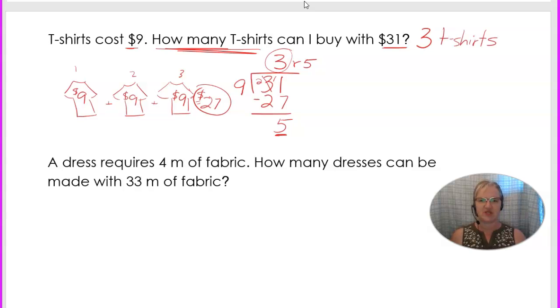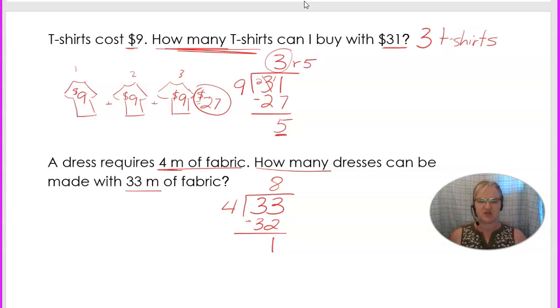In the bottom one here, a dress requires 4 meters of fabric. How many dresses can be made with 33 meters of fabric? So if you think of a bolt of fabric or a length of fabric that's 33 meters long, we would cut that into sections of 4 meters, right? So we'll take the 33, divide that by 4. So our dividend is 33, divisor is 4. What will our quotient be up on top? 4 times what is almost 33? 4 times 8, 32. 33 minus 32 is 1.